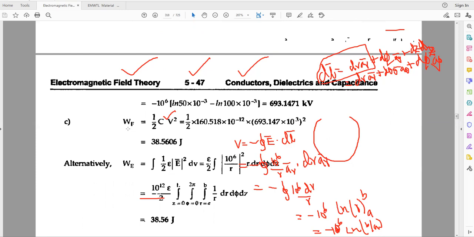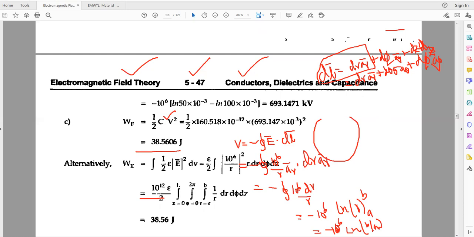Also you can find the energy stored: W is equal to 1 by 2 C V square. We got V as 693.147 kV and C we already got as 160.51 × 10 to the power of minus 12. Energy stored W_E is equal to 1 by 2 C V square; in the magnetic field, it is 1 by 2 L I square. So W_E is equal to 38.5606 joules.